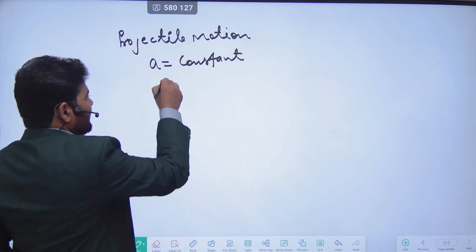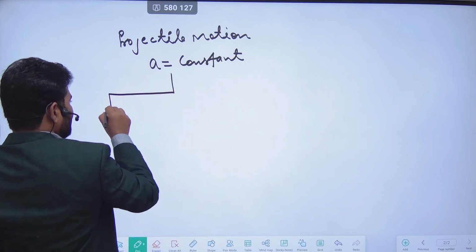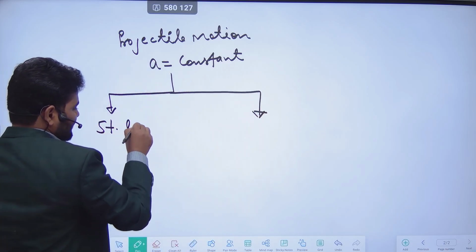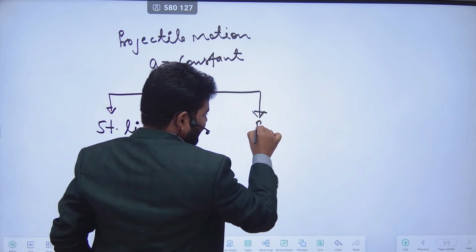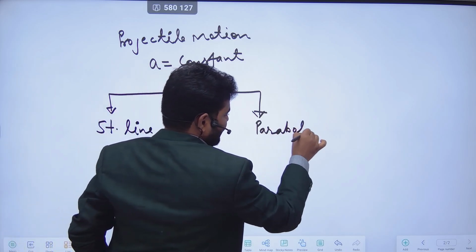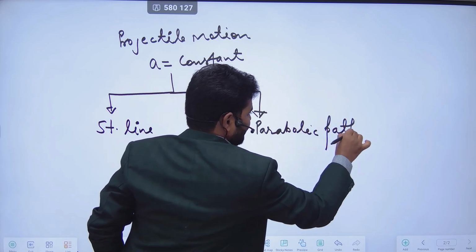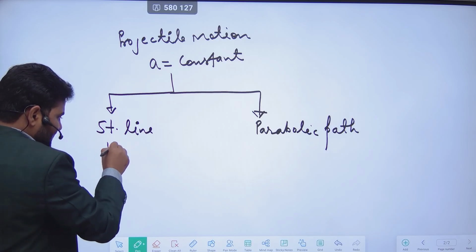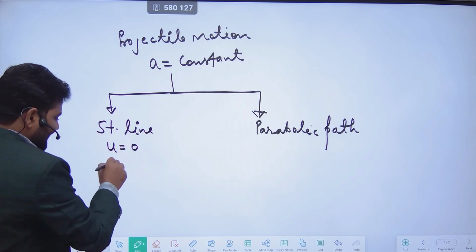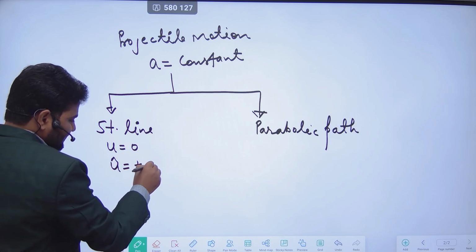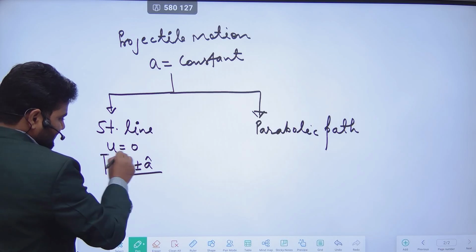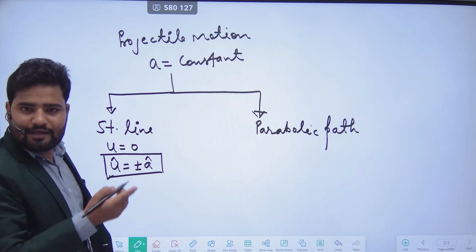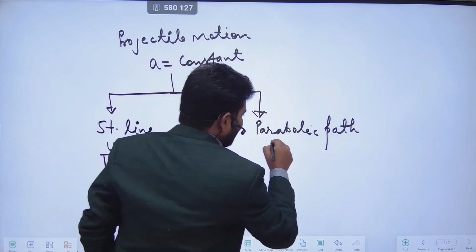So first, we know that whenever the acceleration is constant, only two kinds of motion are possible. The first is motion in a straight line, and the second is motion on a parabolic path. Motion in a straight line happens when the initial velocity is 0, or the direction of initial velocity is along the line of acceleration. In this case the particle will move on a straight line. Except these two cases, in all other cases the particle will always follow a parabolic path.